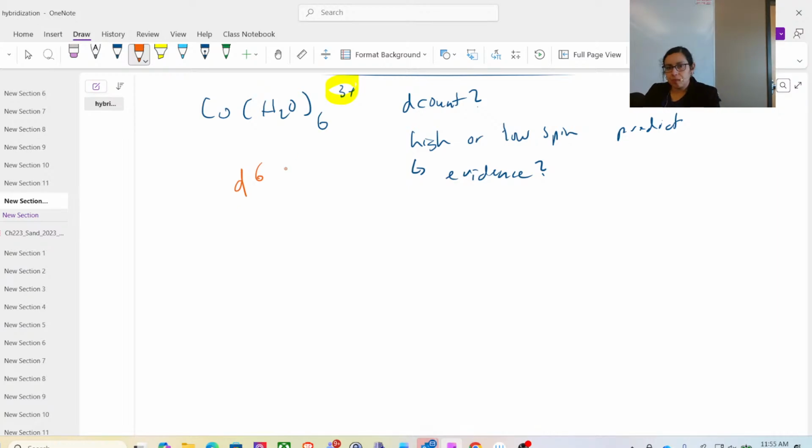And so we don't necessarily need to be right. We just, again, have to compare our predictions. So what do we think? High spin, low spin, what's the difference? Let's start. What if we have a high spin complex? What does that mean then?